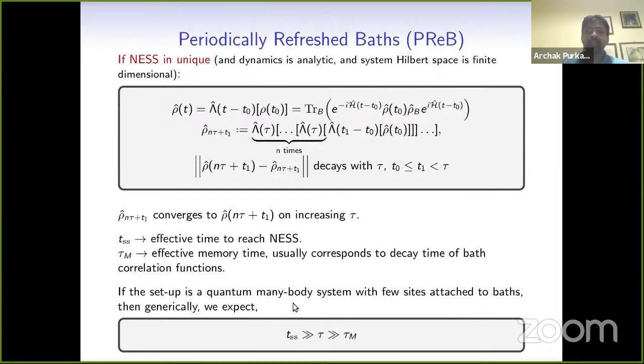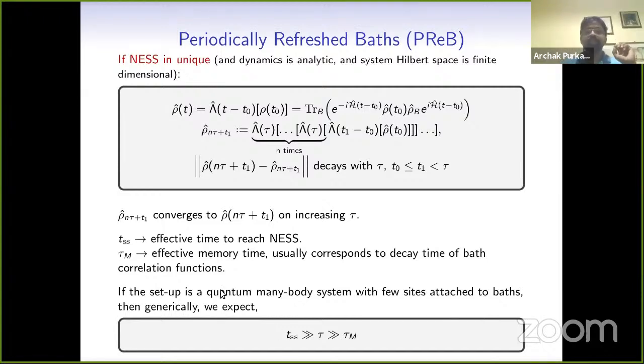And if your setup basically describes an extended quantum many-body system with only a few sites attached to baths, then we expect this. And why do we expect this? Because we could prove that tau has to be much greater than tau_m, and there can be a wide scale separation between tau_m and T_SS in this case, because if you have a big system with only a few sites coupled to baths, the time to reach steady state will depend on how information travels inside the system and so on.